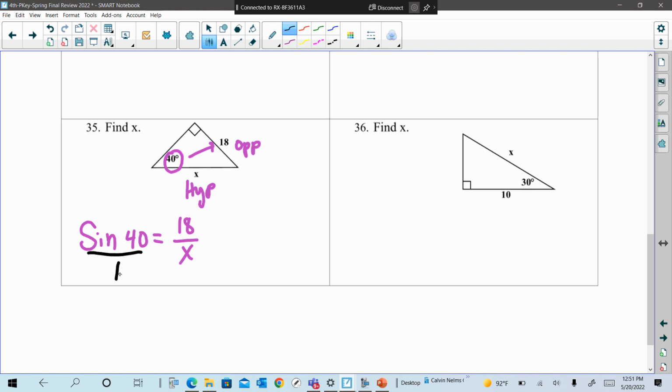So if I have to cross multiply really here, my X is going to equal. Do y'all remember what happens when X is on the bottom? You do the arrow thing, and then it becomes division. Yeah, you move it to the bottom. So X is 18 divided by the sine of 40.